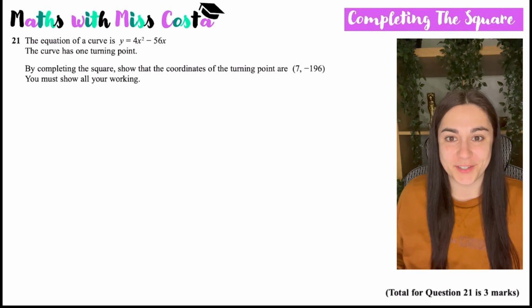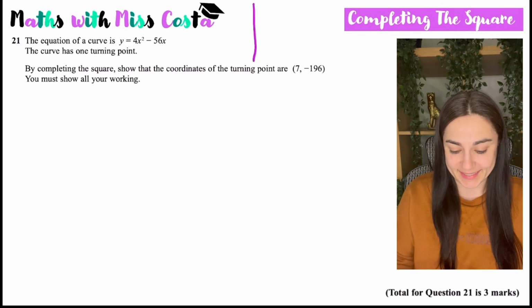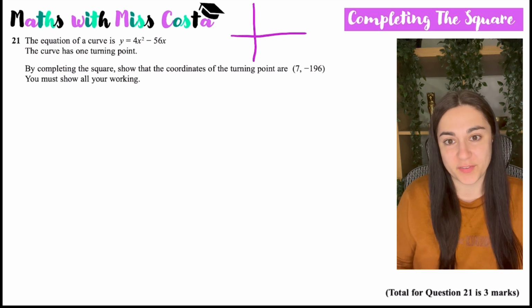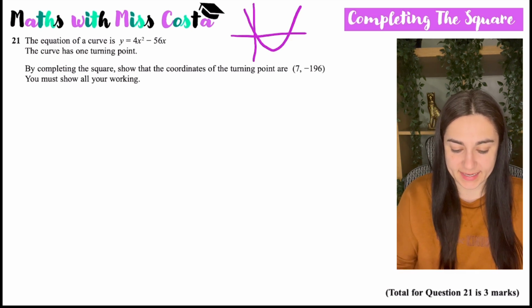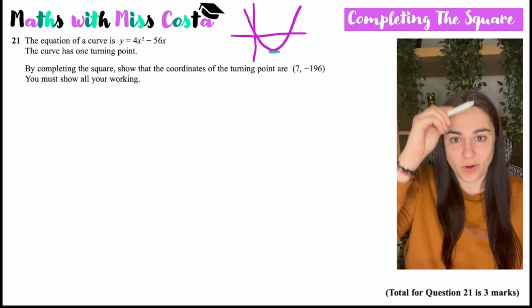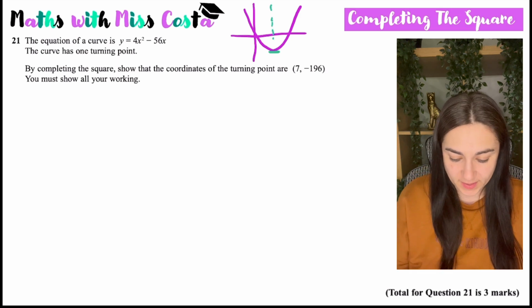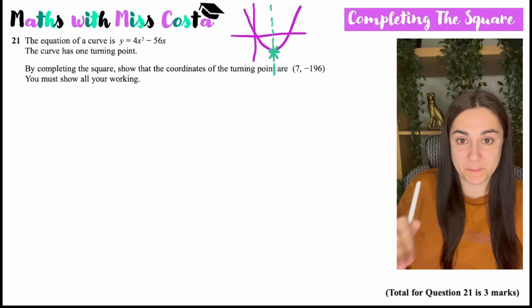Okay, so in this question, I've been given the equation of a curve, which is y equals 4x squared minus 56x. And I'm told that this curve has one turning point. Now, a turning point on a quadratic is literally, as it says, the point at which the equation or the graph turns. So you could think about it as the line of symmetry. So the turning point would be over here. That would be a minimum point.